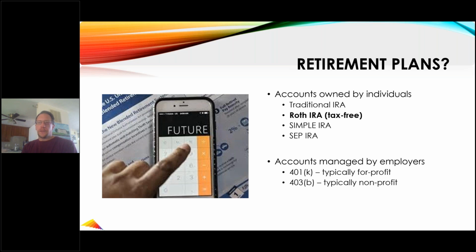I'm going to be taking some time to explain what they are in additional slides, because I think it's important to give people a baseline knowledge. If you already know them, you can walk away from the computer for a few minutes as I review them, because it's probably going to be more basic than what you're looking for if you're just looking for additional information about what these are. I'm really trying to just provide a very basic introduction. And then your accounts managed by employers. 401ks are typically going to be for-profit companies, and a 403b is typically going to be a non-profit company.